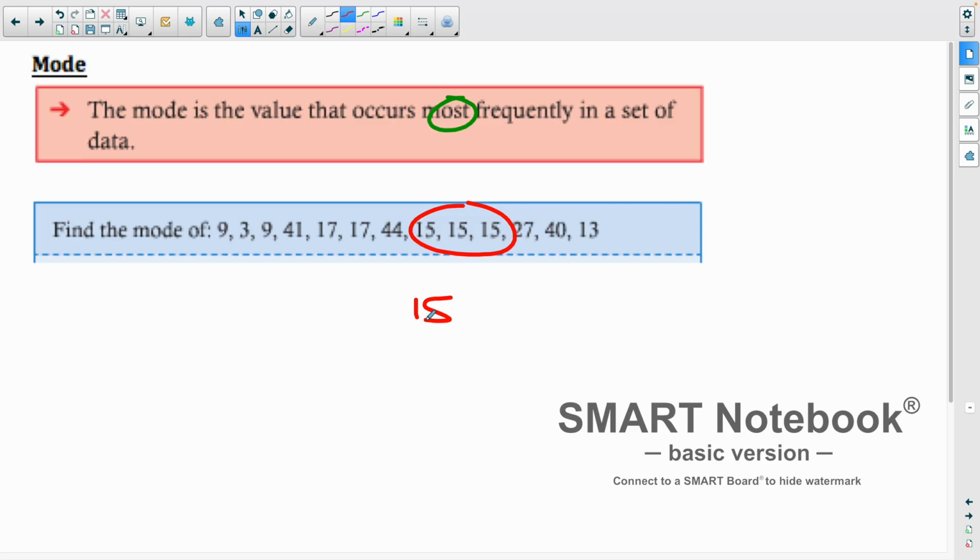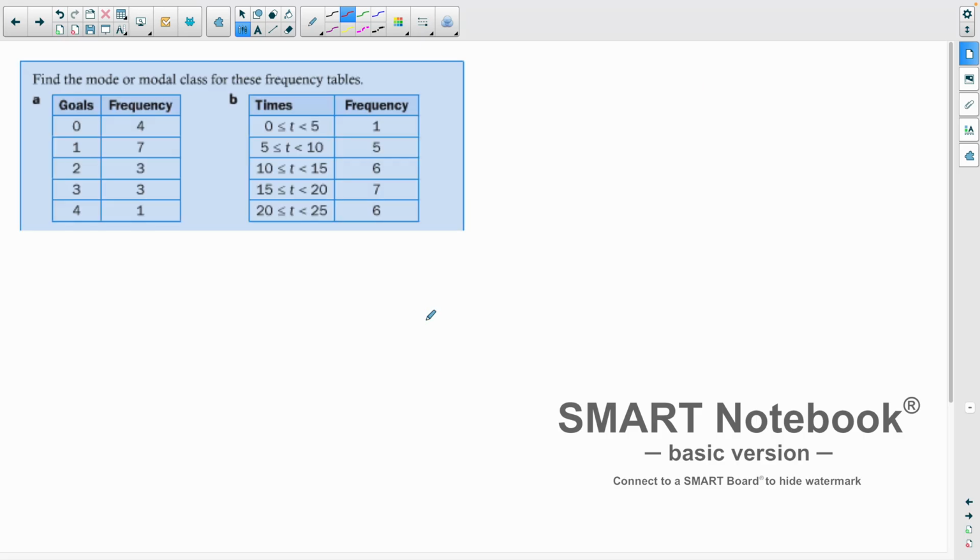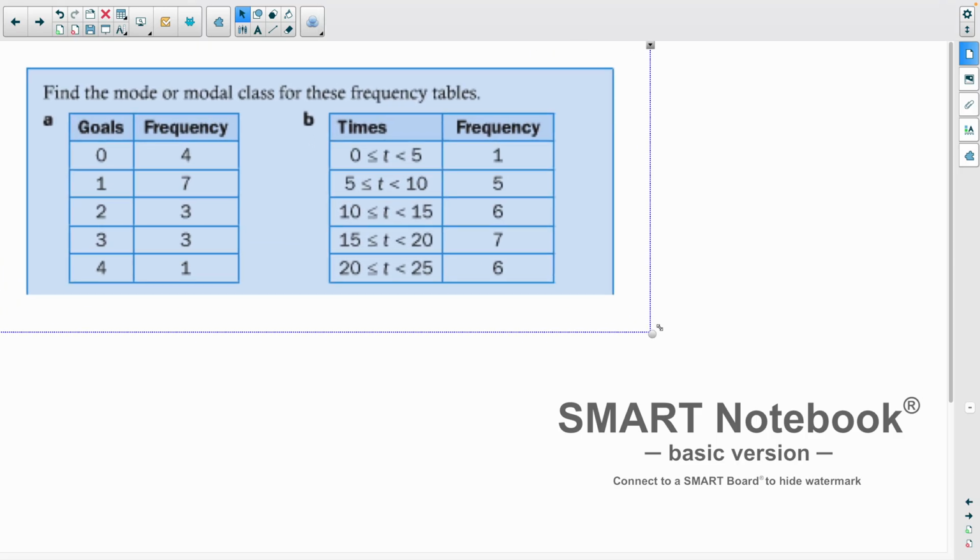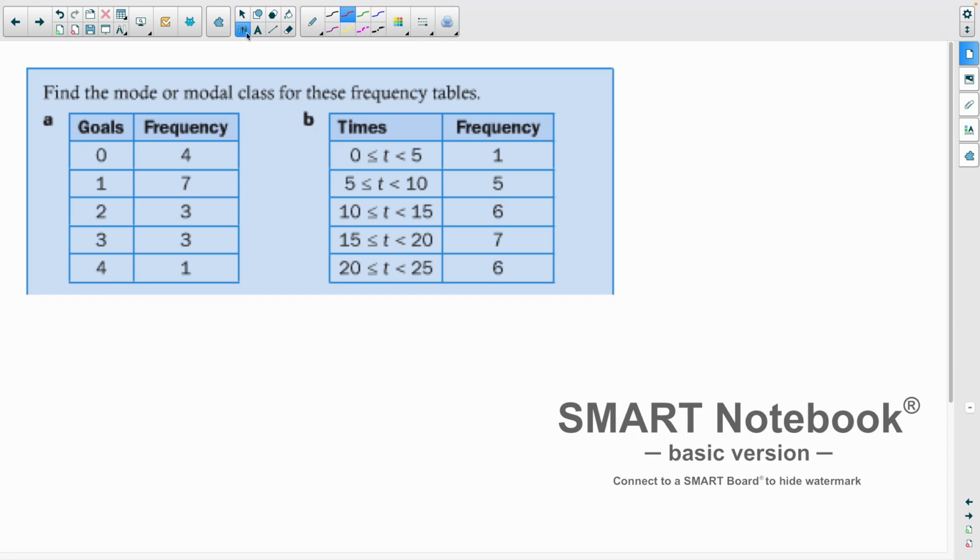All right. Now a lot of times we may not see them just all written out like we just saw there. We may have already put them in a table. All right? So this is a frequency table. The number of goals I scored maybe in a soccer game or something. And so here are all my games. I scored 0 goals in 4 games, 1 goal in 7 games. What's my mode of goals? 1. Because 7 is the most, all right? 7 was the most there, but what is it talking about? It's talking about 1 goal.